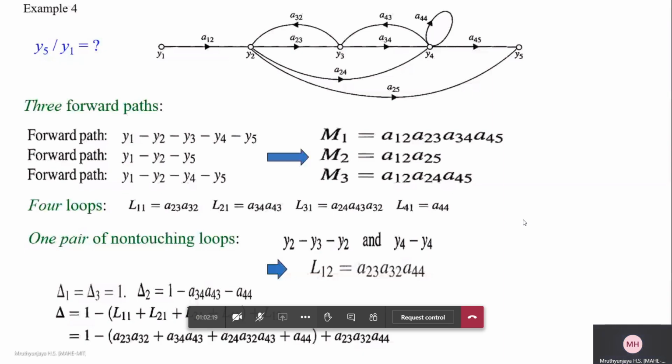So Y5 by Y1 equals M1 into delta 1 plus M2 into delta 2 plus M3 into delta 3, whole divided by delta. Any doubt?